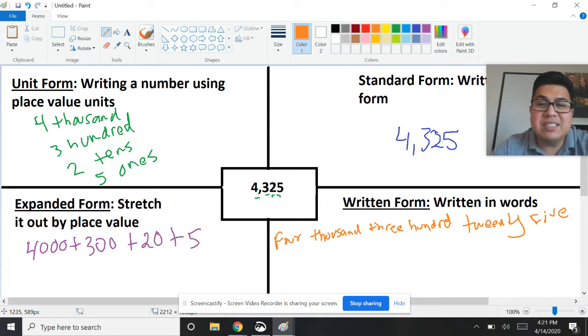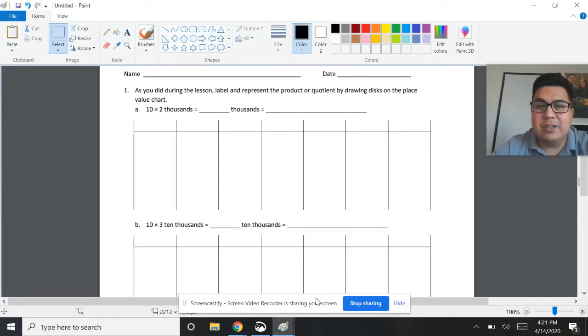Why is this important? Because sometimes you see numbers in different ways. So you might see written form on a problem. If you see your parents ever write checks, you'll see it in written form. But all of this helps us understand numbers a little bit better, and we can do really cool stuff with math. So let's go ahead and apply this to your problem for today, which is Wednesday, 4/15.